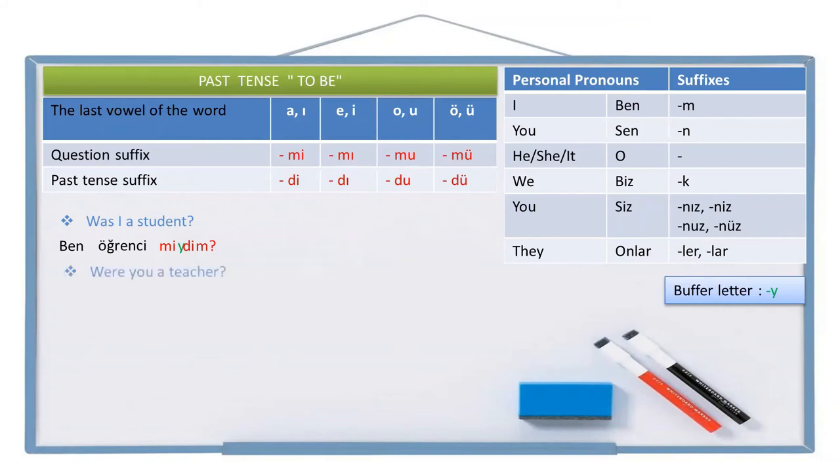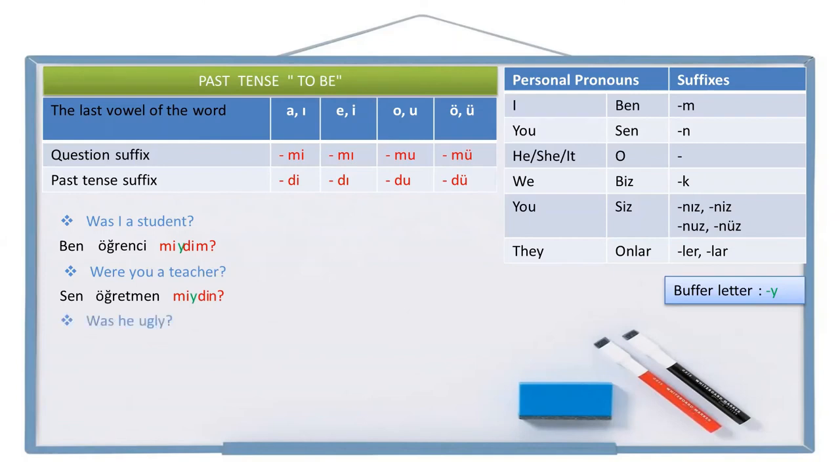Let's make another example. Were you a teacher? Let's write you first, sen, then the noun, teacher, and after that leave a space and write the question suffix. Right after the question suffix, the past tense suffix, and we are not going to forget the buffer letter between them, and the person pronoun suffix to the end all the time. Sen öğretmen miydin? Were you a teacher?